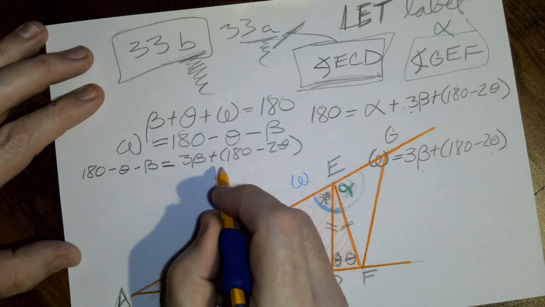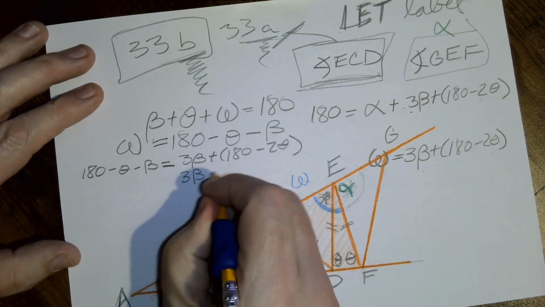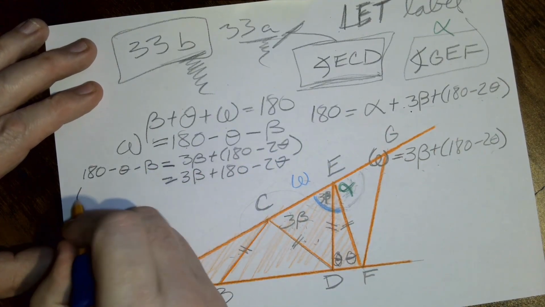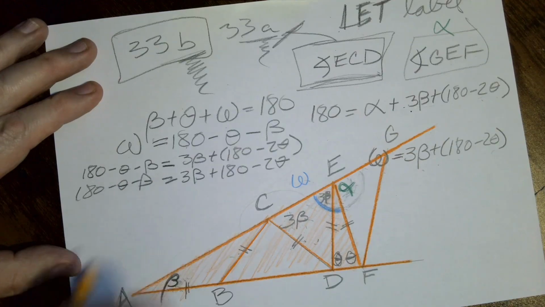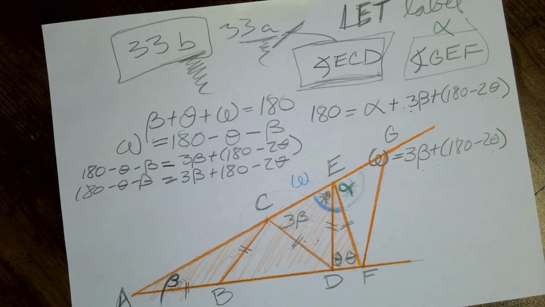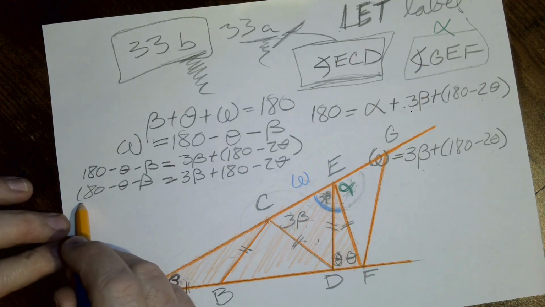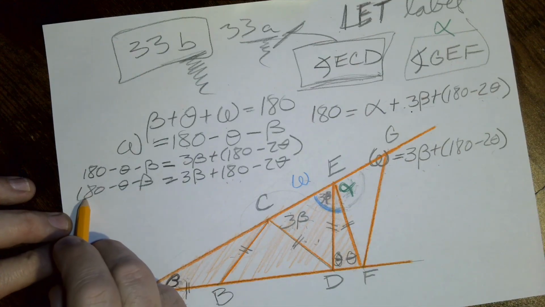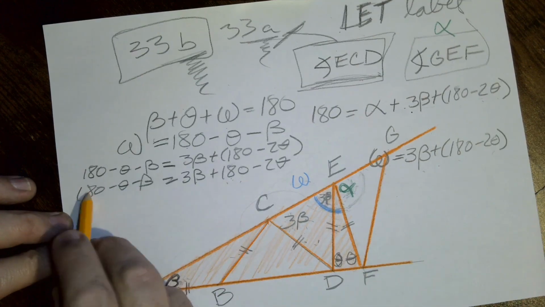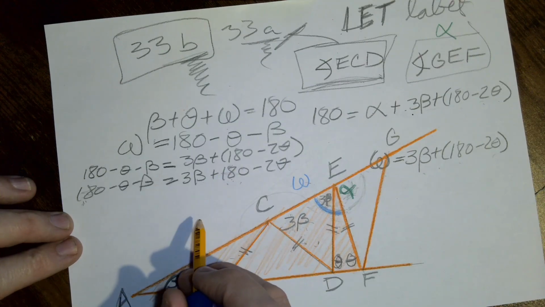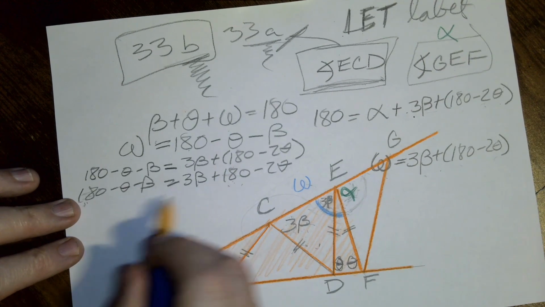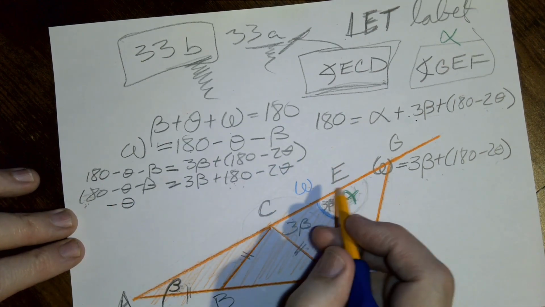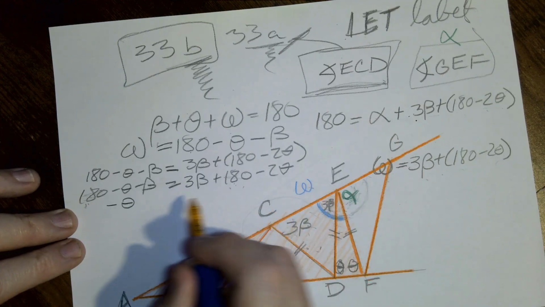Take the parentheses off here, and we have 3 beta plus 180 minus 2 theta, and 180 minus theta minus beta. Add the opposite of 180 to both sides. If we add the opposite of 180 to both sides, these will turn to 0 and disappear. I don't have the space to write it, so maybe I'm skipping a line of algebra. I really should write.